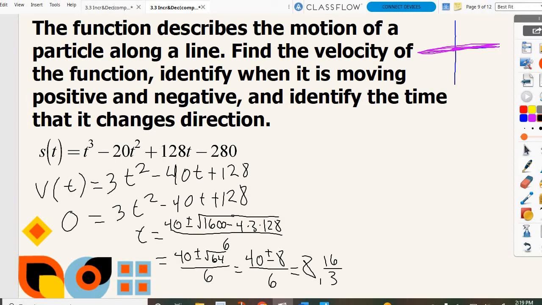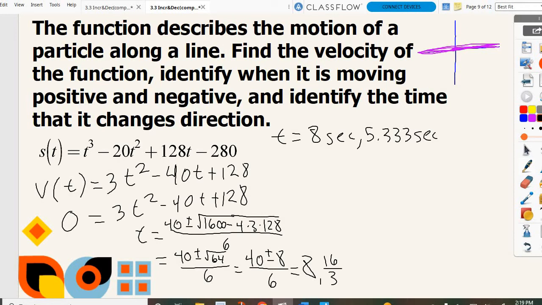So then, what do I want to do with those numbers? Make a number line. So these two numbers are the spots where it's gonna change direction. So it changes direction at 8 seconds and 5.333 seconds.